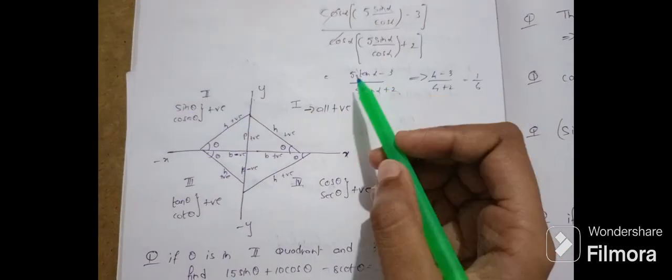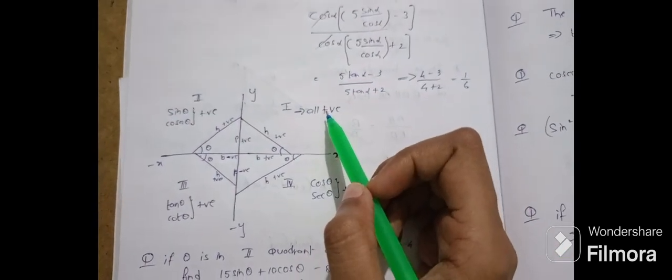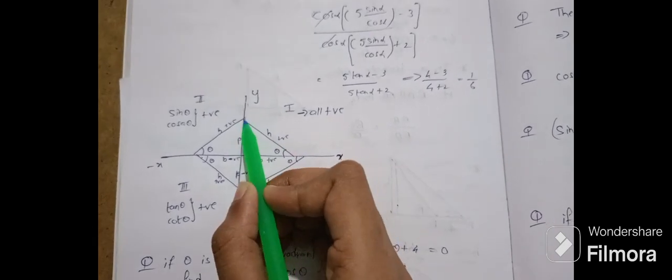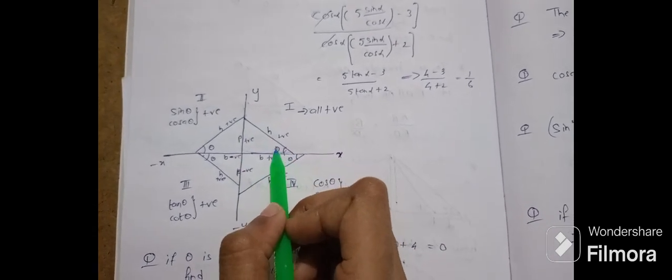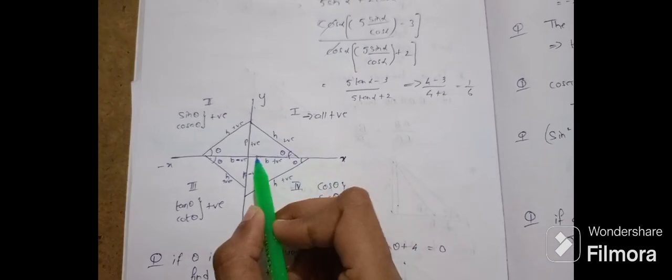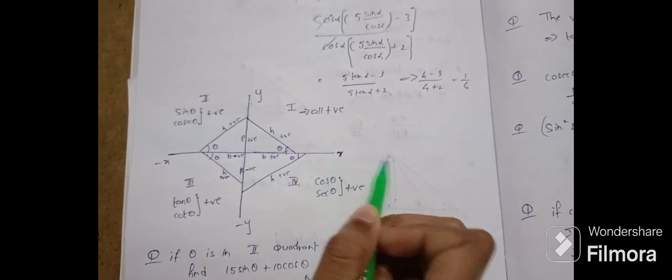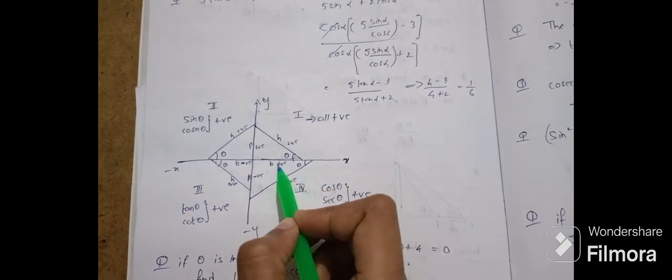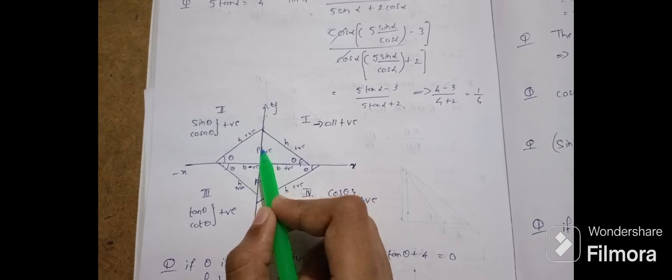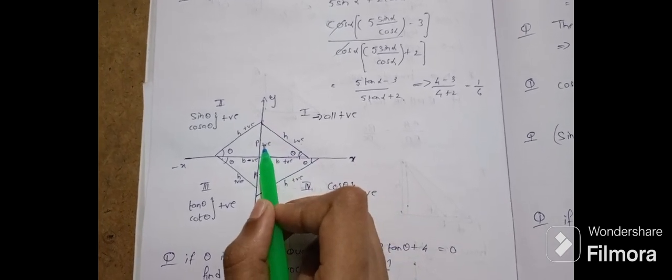In the first quadrant all the values are positive because here we have created a right angle triangle and theta we have here. This line is based upon the positive x-axis and this line is based upon the positive y-axis. So hypotenuse is positive, base is positive, and height is also positive. So all the values will be positive here.